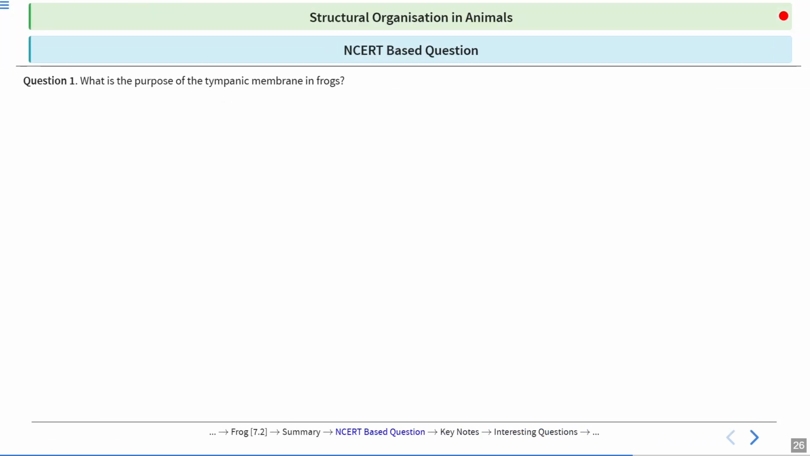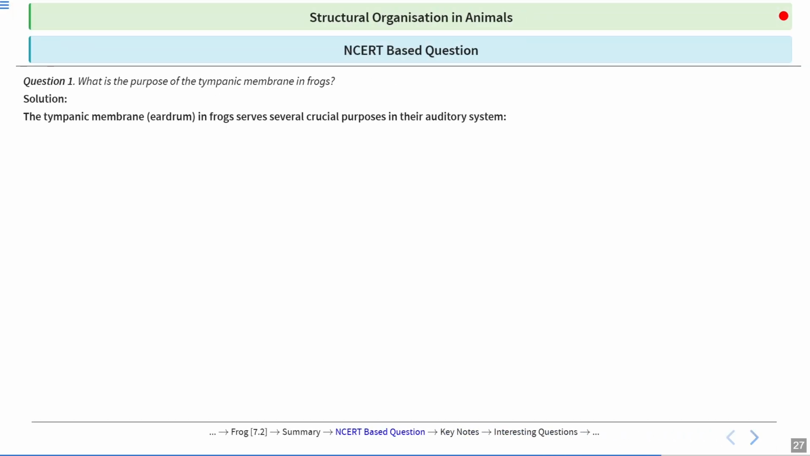Now, an NCERT based question. The first question is there. What is the purpose of the tympanic membrane in frogs? So this is the question. Let us see the answer. The tympanic membrane, the eardrum, in frogs serves several crucial purposes in their auditory system. First one, sound reception. It can receive the sound.